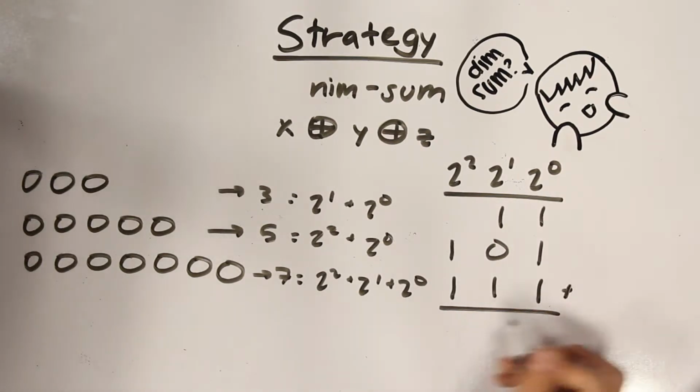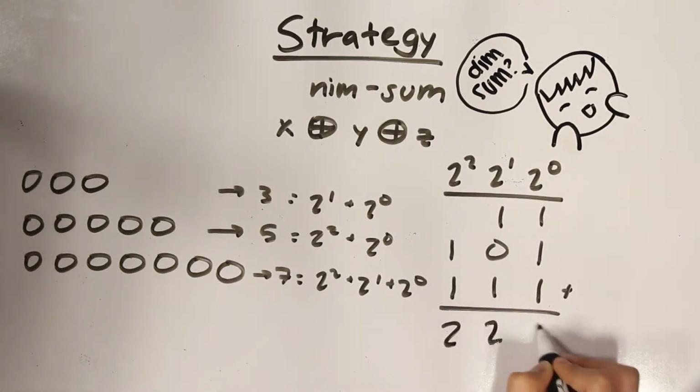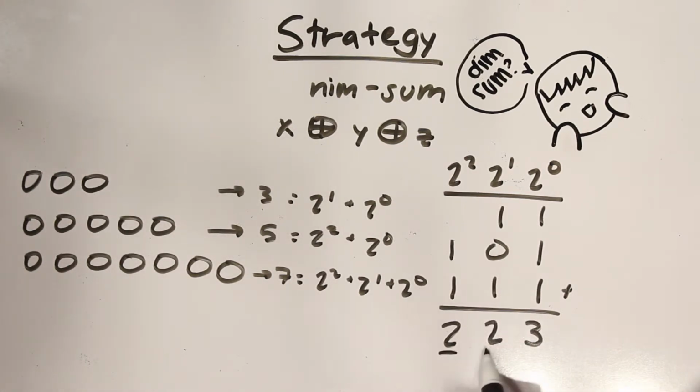To find the NIM sum, we would add the binary numbers as we normally would add. Then we would replace the even numbers, like 2, with zeros, and replace the odd numbers with 1s. We would convert the result back into base 10 form.